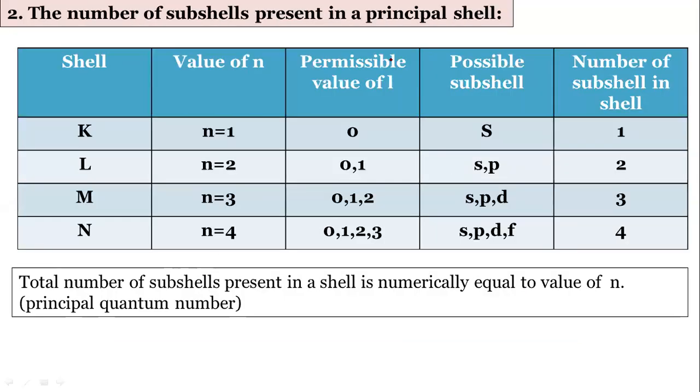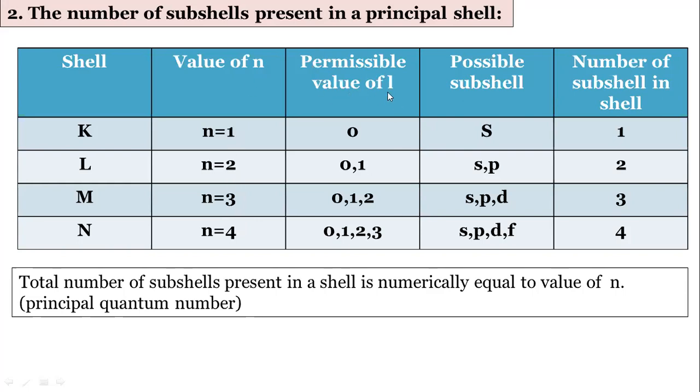Then the second important role of this azimuthal quantum number is the number of subshells present in the given principal shell. Actually, जितने main shells हैं उतने subshells present रहते हैं. Remember this. So if one shell is there, only one subshell is present. These are the main shells K, L, M, N with values 1, 2, 3, 4. These are the energy levels. This is the value of n, which indicates the principal quantum number.